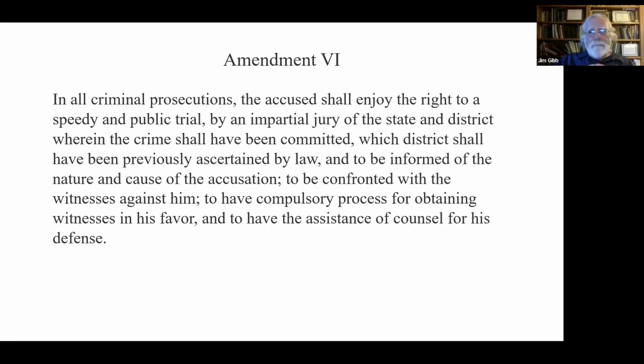And this amendment also applies to the accused. That's all, just the accused, no further qualifiers.